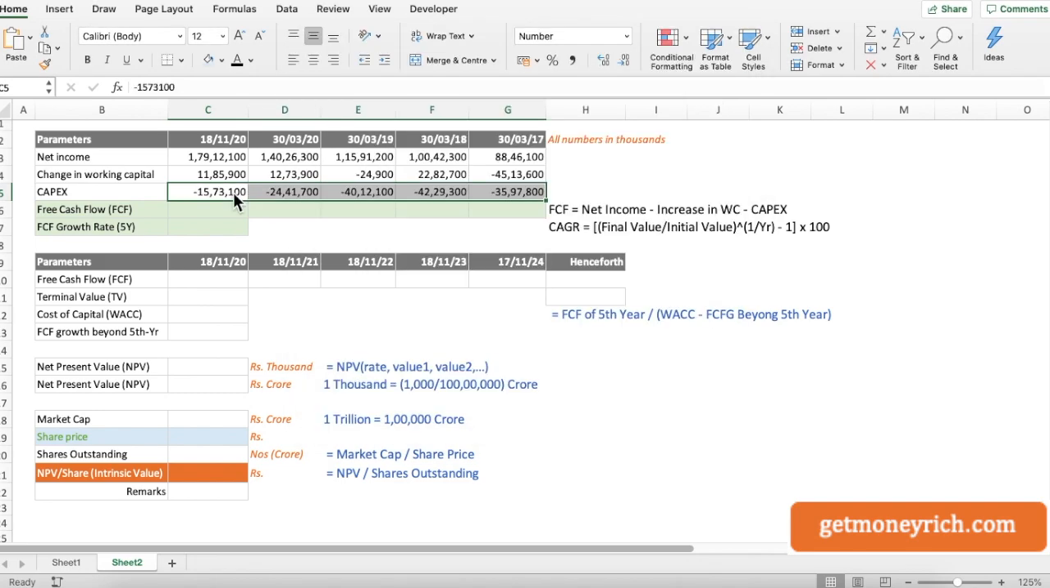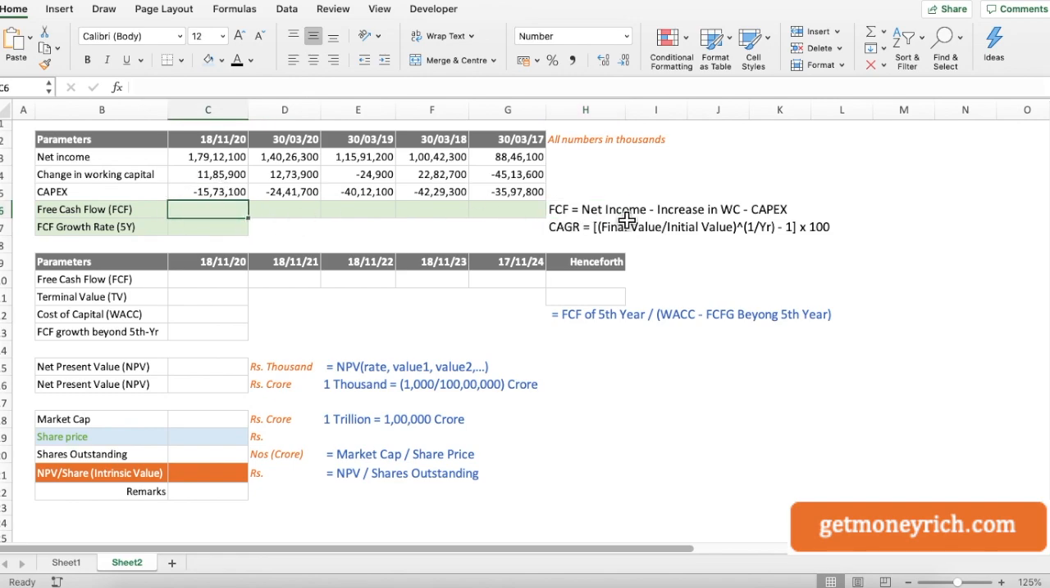Paste this value here. And what we have done now is we have copied the three parameters for 5 years for Britannia Industries. So for 5 years we have these numbers for Britannia Industries. Now the next step is we have to calculate the free cash flow.